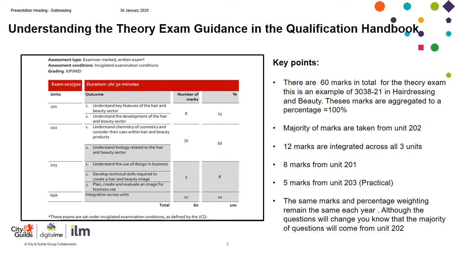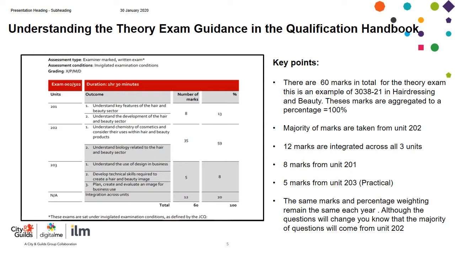This slide looks at understanding the theory exam guidance in each of the qualification handbooks. This is an example taken from the Hair and Beauty Studies Technical Award 3038-21. You can see from the screenshot that it focuses on the theory exam component. So there are 60 marks in total for the theory exam, and these marks are aggregated into a percentage to equal 100%.